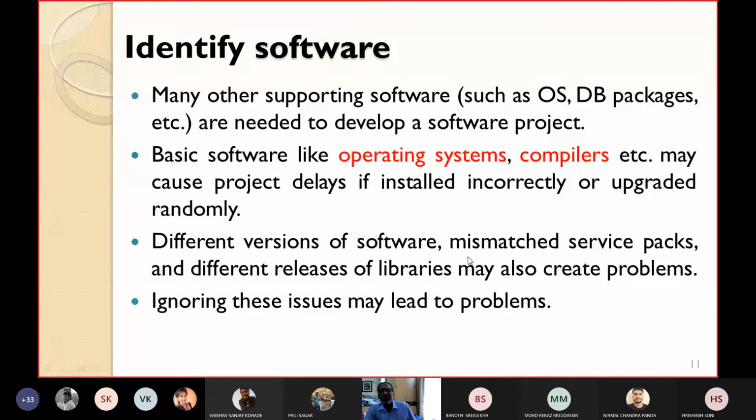So different versions of the software. If you are using different versions of the software, if there are mismatched service packs, and if you are using different releases of libraries, then obviously they will create special problems while developing your software project. If we ignore these issues, definitely it will lead to several problems. The project may get unnecessarily delayed.